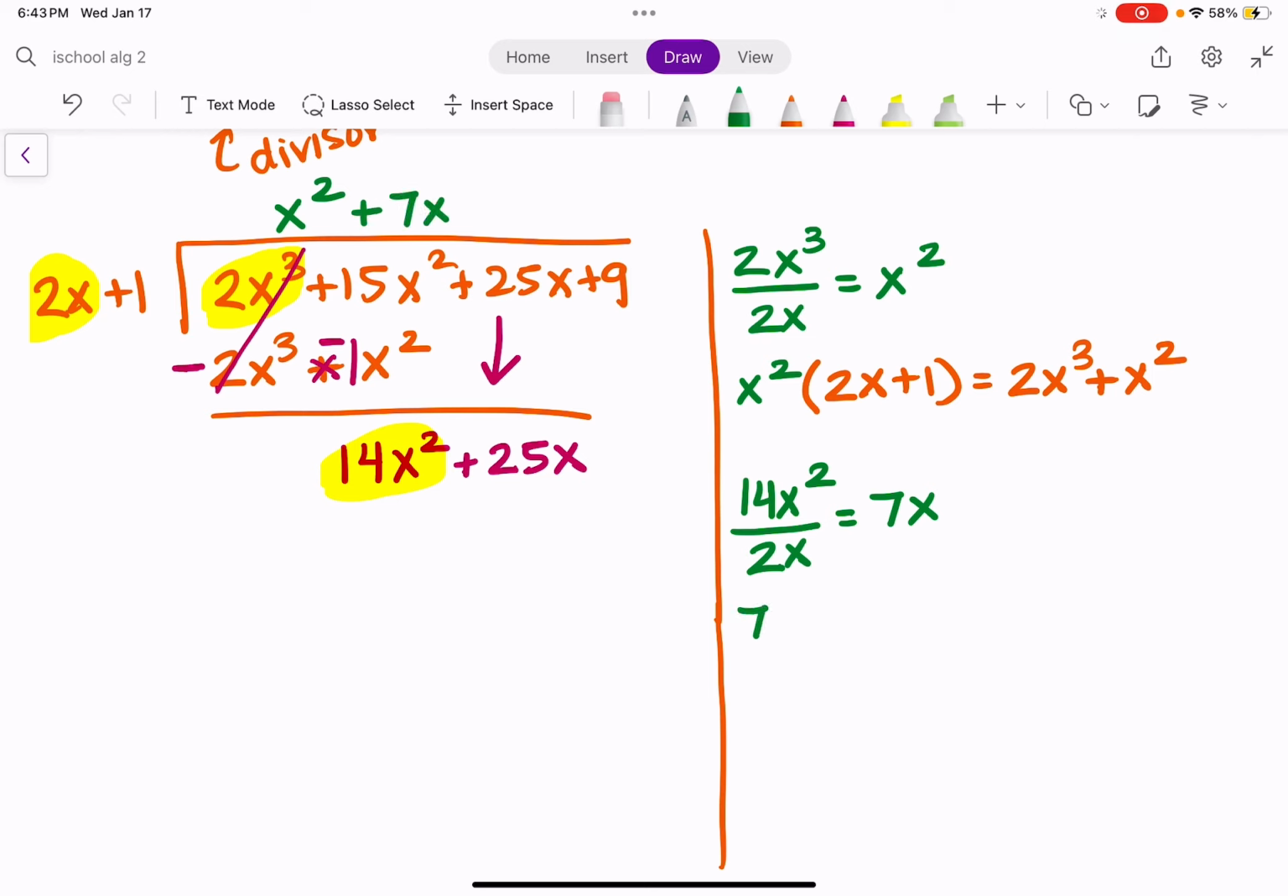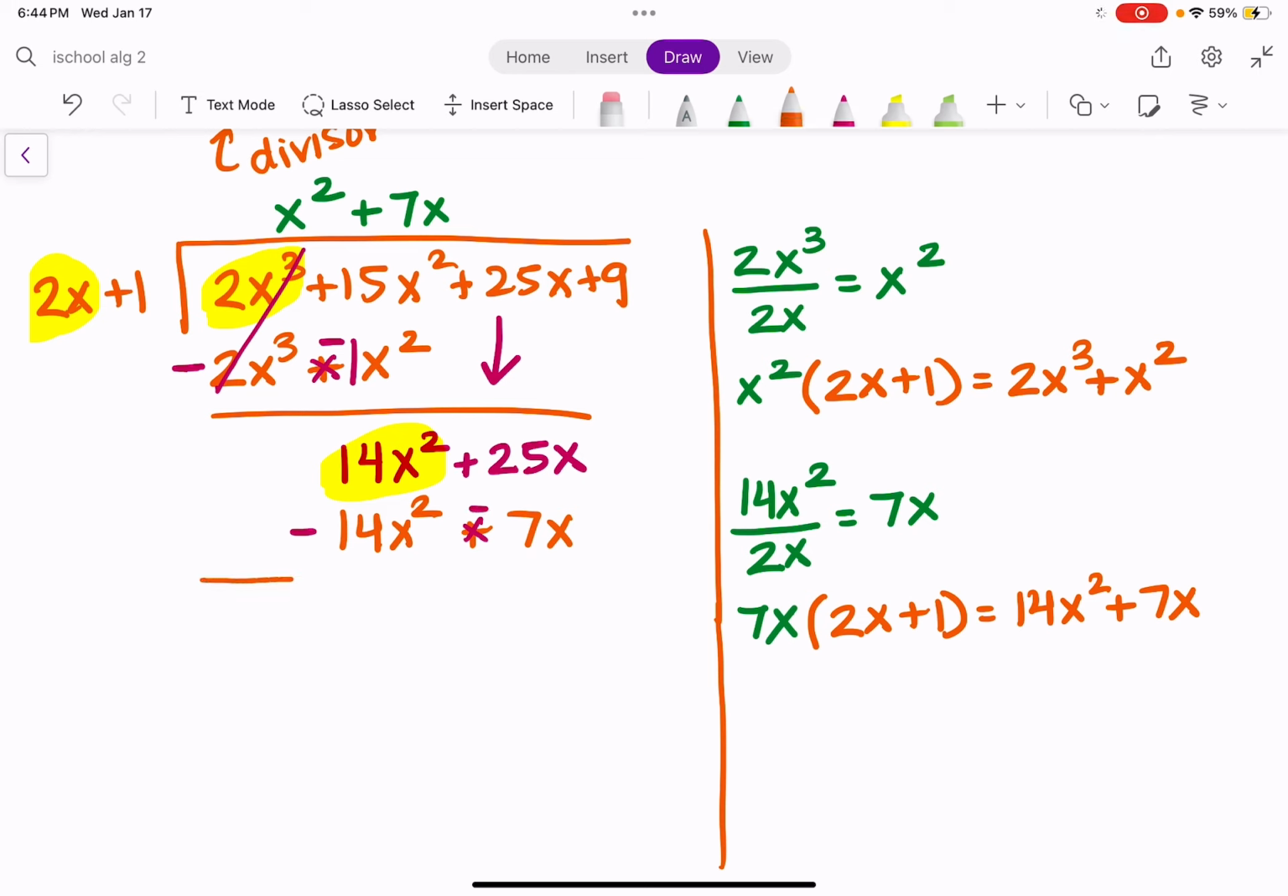We're going to take that 7x and we're going to multiply by whatever's on the outside, 2x plus 1. That's going to give us 14x squared plus 7x. I'm going to write that below. And again, I'm going to switch the sign. So this is going to become minus, and this is going to become minus. If you've done this correctly, this should cancel out. 25 minus 7 is 18x, and I'm going to bring down my next term, which is plus 9.